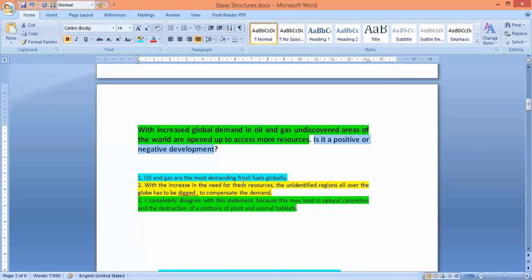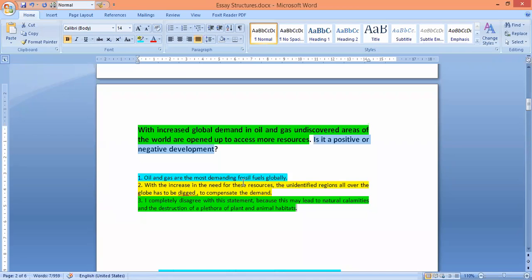So do we have to answer this question like a positive and negative development, as the pros and cons, like mention the pros and cons with your opinion? No, not as the pros and cons, because it's not about what are the advantages and disadvantages of this. They are only asking whether it is a positive thing or a negative thing.